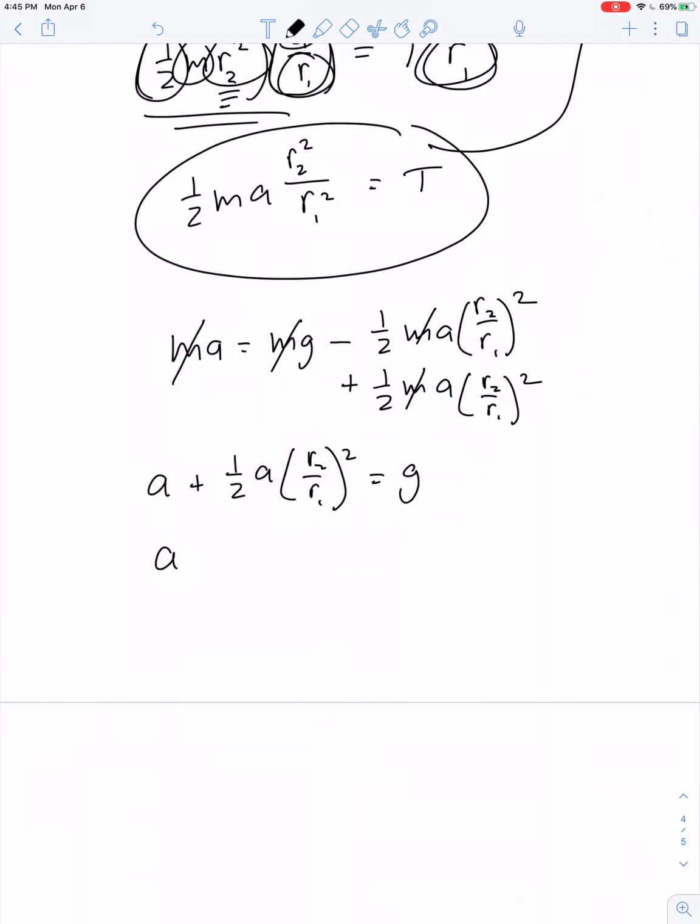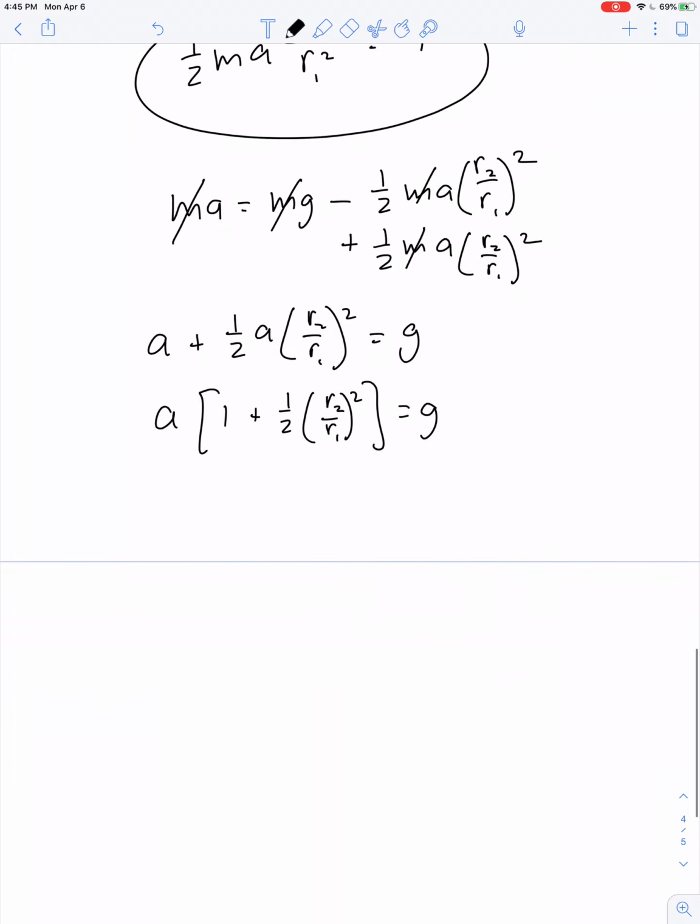Factor out the A times the quantity 1 plus 1/2 R2 over R1 quantity squared is equal to G. So the acceleration of a yo-yo is equal to G times 1 over the quantity 1 plus 1/2 the ratio of the radii squared.